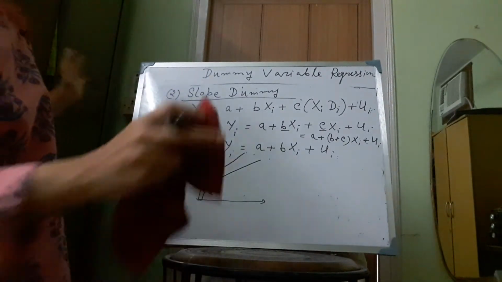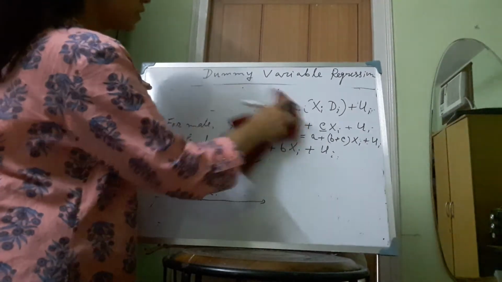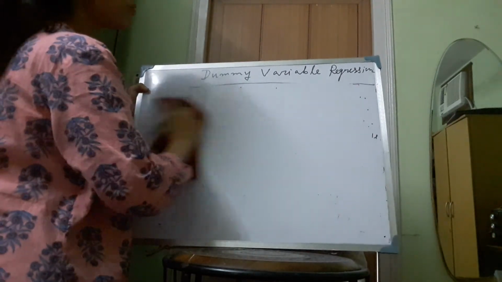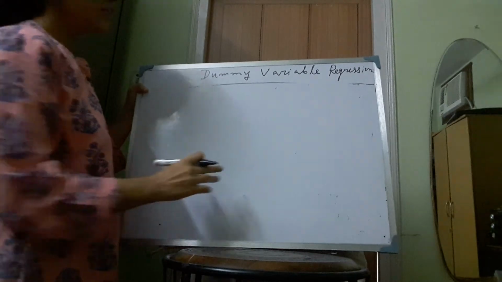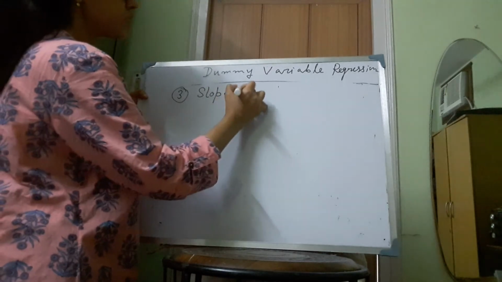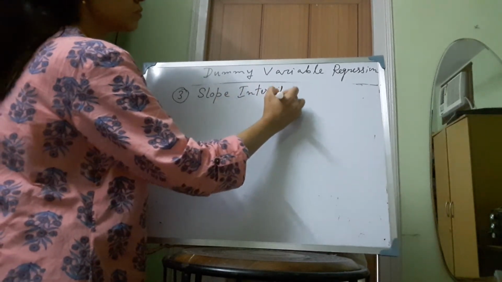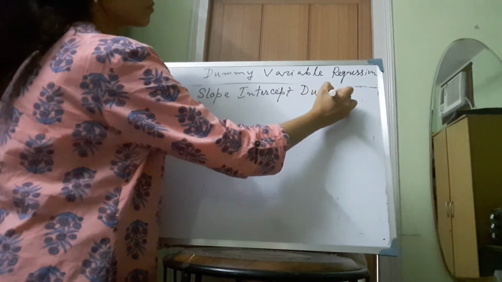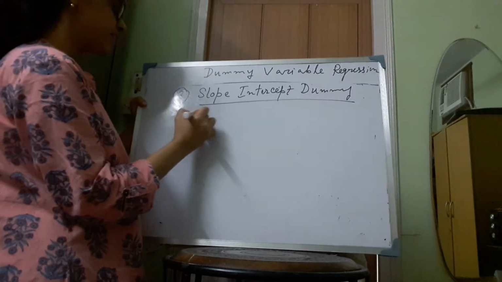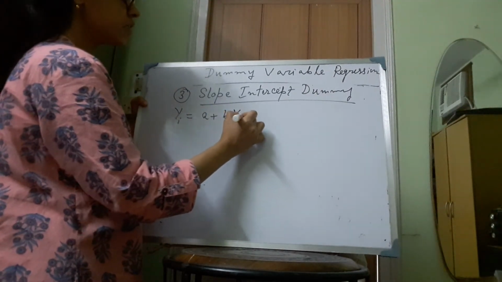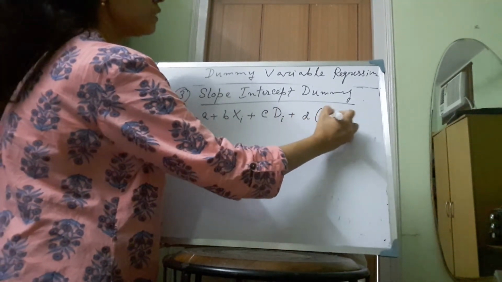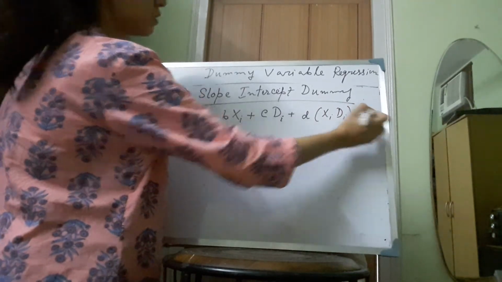And the third type of dummy variable regression we use is the slope intercept term. In this type of regression model, both the slope and intercept will change. So this is slope intercept dummy variable regression. Here the general form of the regression model is yi is equal to a plus b xi plus c di plus d xi di plus ui.